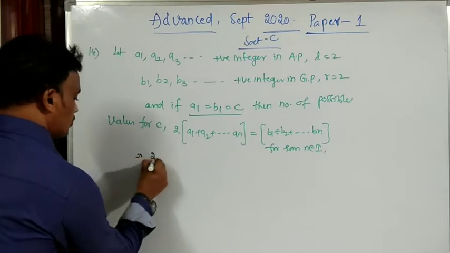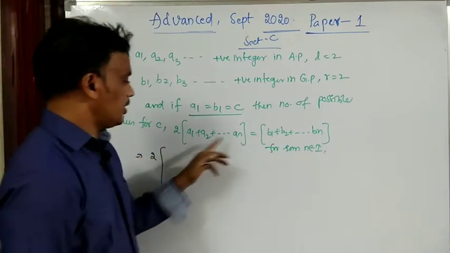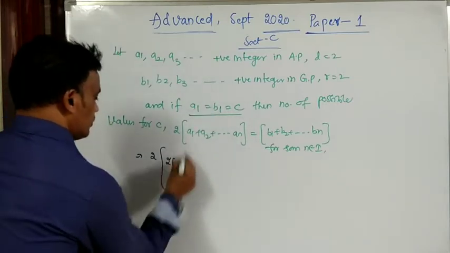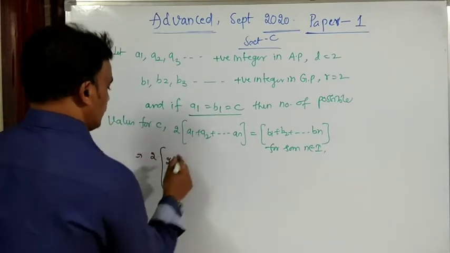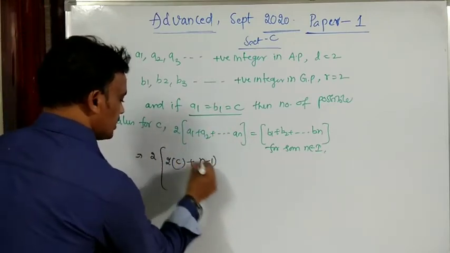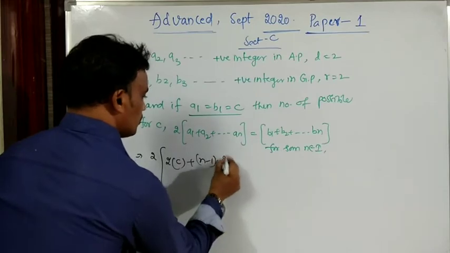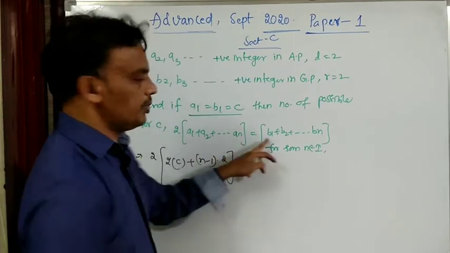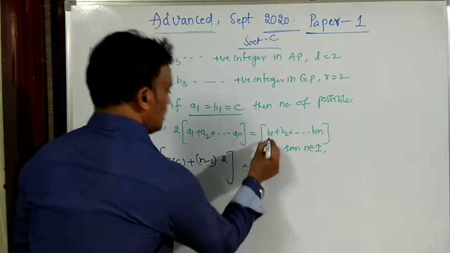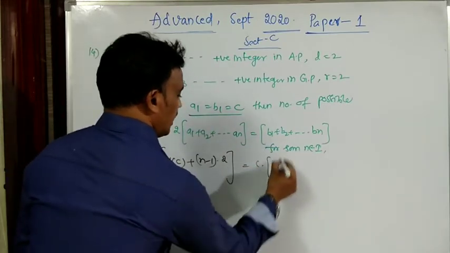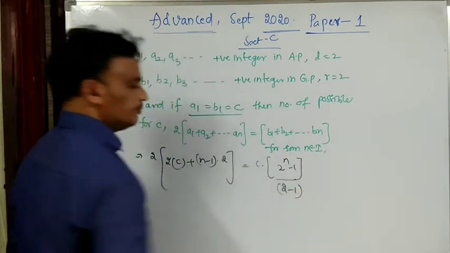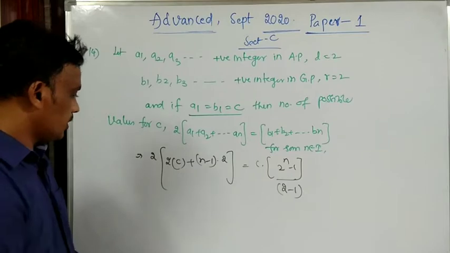So this is 2 times the sum of n terms in AP, which is 2 times n/2 times (2a + (n-1)d), with common difference 2. And the sum of n terms in GP, with B1 equal to c, is c times (r^n - 1)/(r - 1). Right?